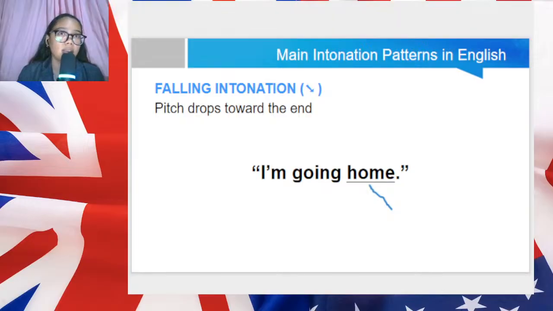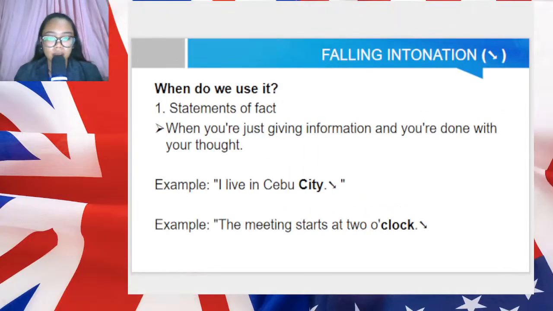Of course, we put the symbol right under. If we talk about falling intonation, we put the slanted line right under the word that we are focusing on. That's for falling intonation. Okay? All right. Now I've just established that falling intonation means our voice pitch drops toward the end of a sentence or even a phrase, signaling completeness and certainty.